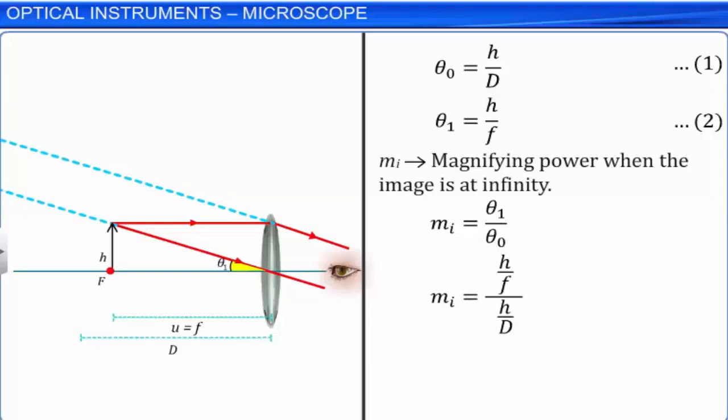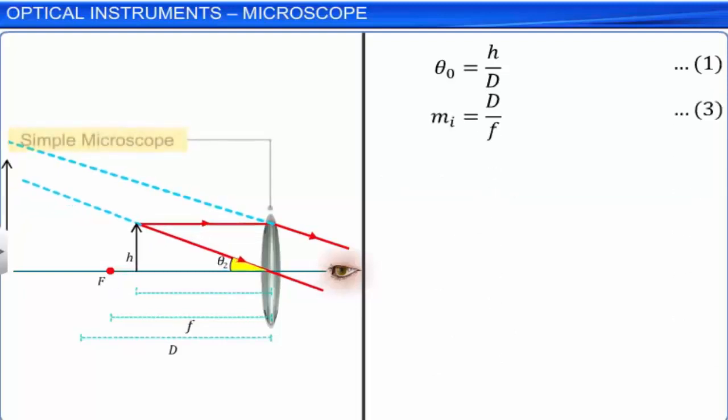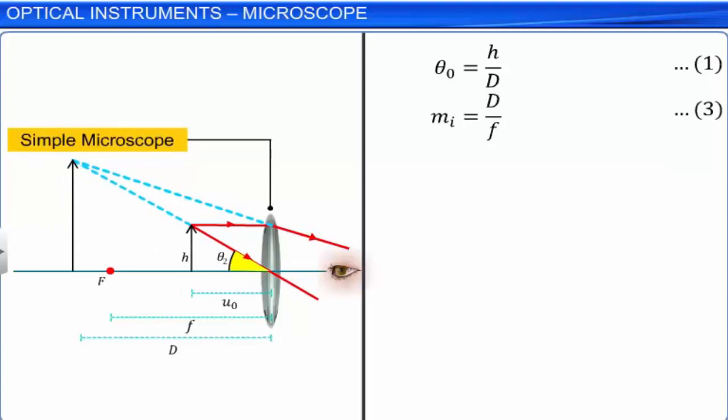Now let us find the angular magnification of the simple microscope when the image is formed at the near point. Let the angle subtended at the eye by the image when formed at the near point be theta 2. From the ray diagram, we can write that theta 2 is equal to h by u0. Let this be equation 4.